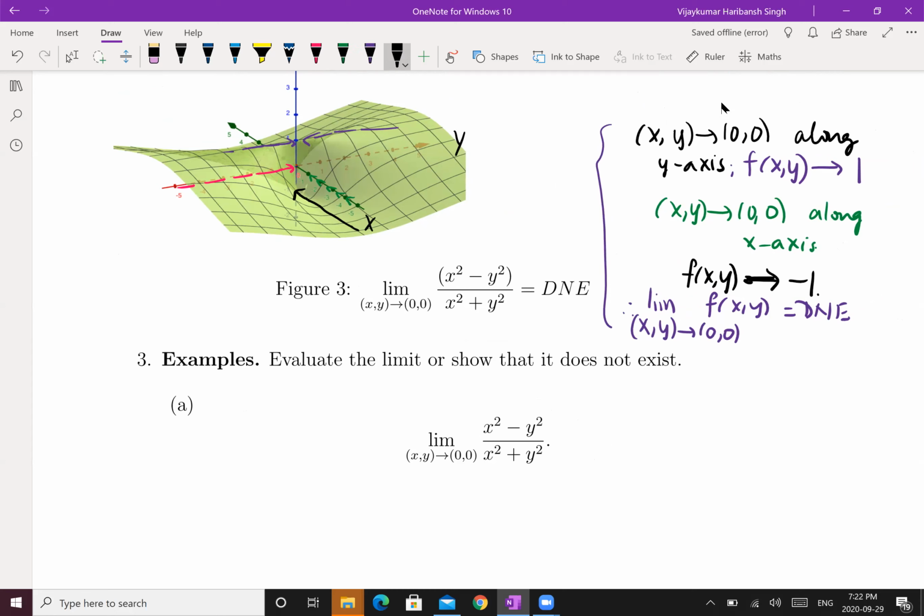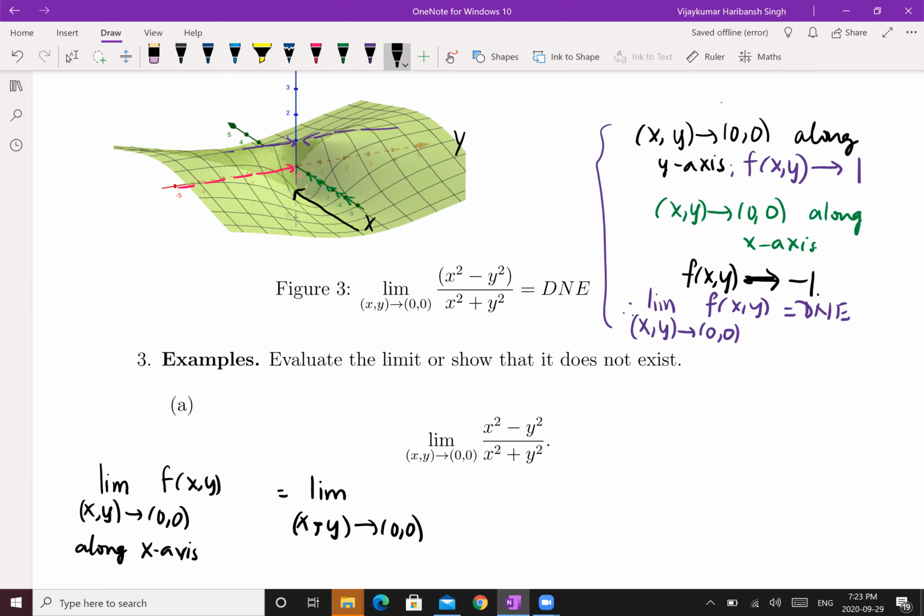So the limit as (x,y) goes to (0,0) of f(x,y) along the x-axis. Along the x-axis, what is y? y is 0, right? So we get (x squared minus 0 squared) over (x squared plus 0 squared), and that is going to be 1.